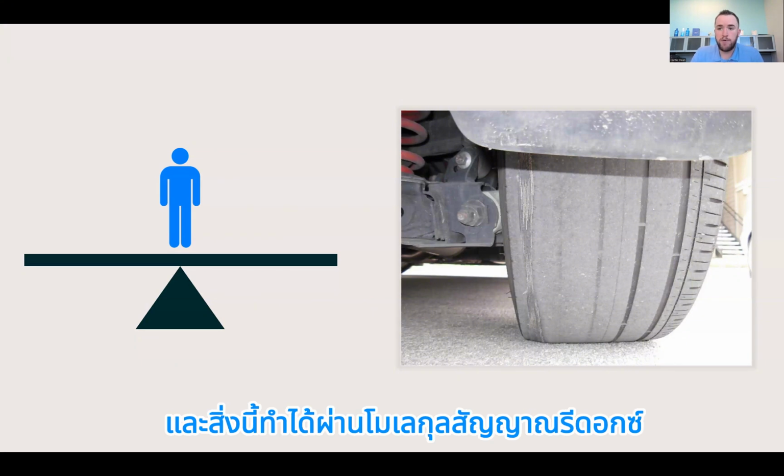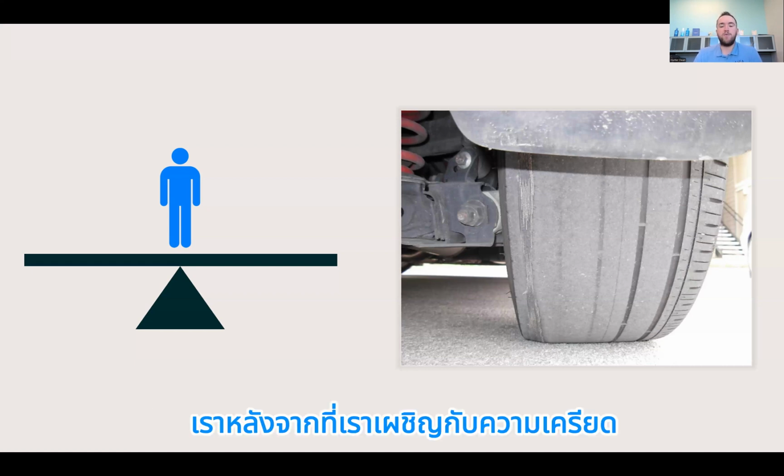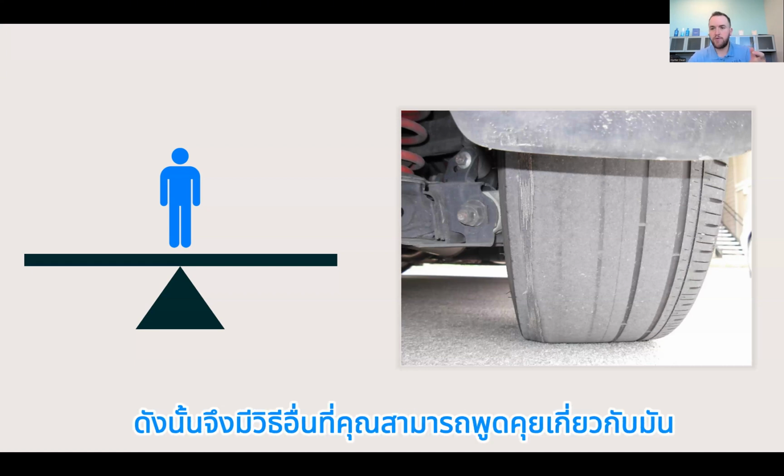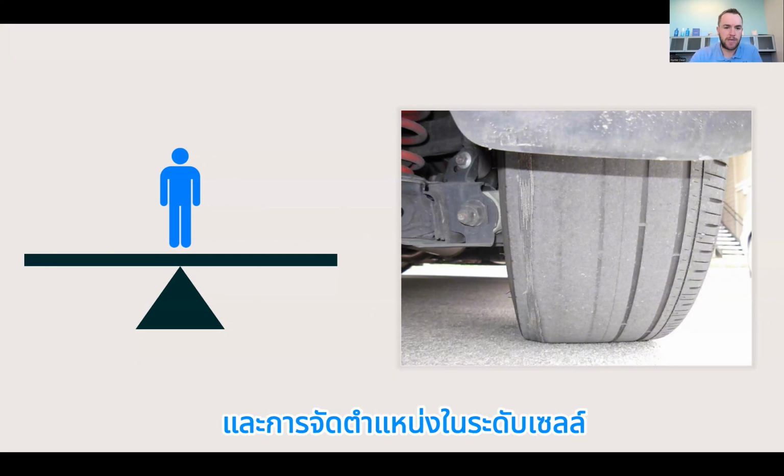And this is done through redox signaling molecules. Our redox signaling molecules help to balance us after we're exposed to stress. So there's another way you could talk about it, through this concept of balance and alignment at the cellular level.